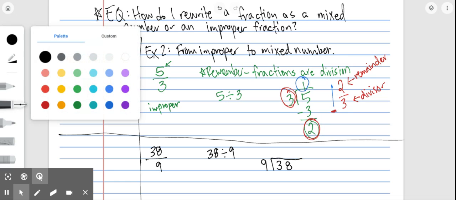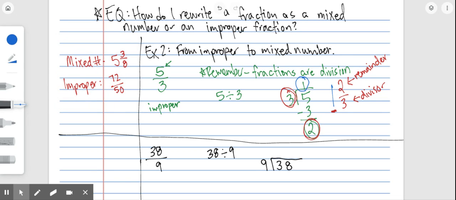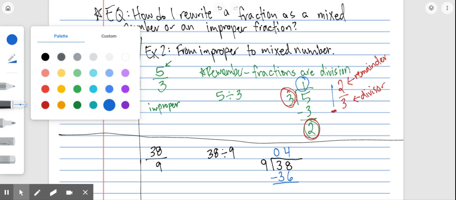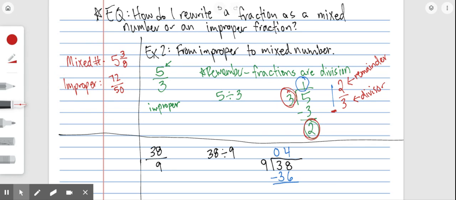I'm going to stick to the colors from earlier. Does 9 go into 3? No. Does 9 go into 38? Not perfectly, but it does go in. Let's count how many times: 9, 18, 27, 36. It goes in 4 times. So I'm going to put 4 on top, and we subtract 36 because 4 times 9 is 36. 8 minus 6 is 2. 3 minus 3 is 0.